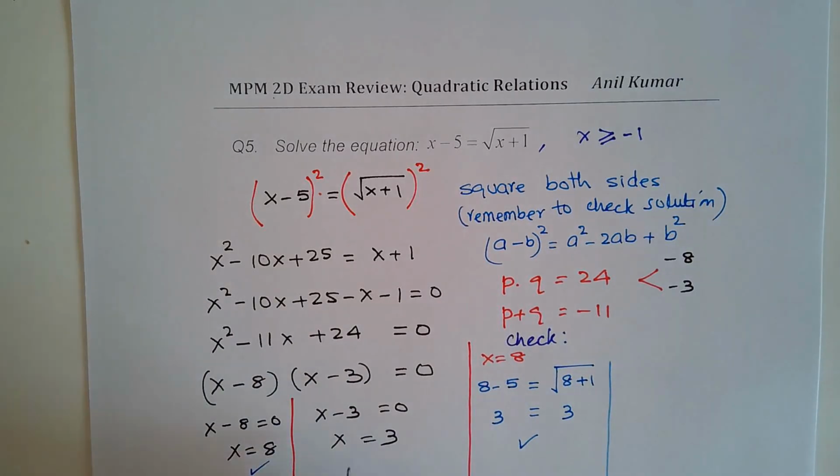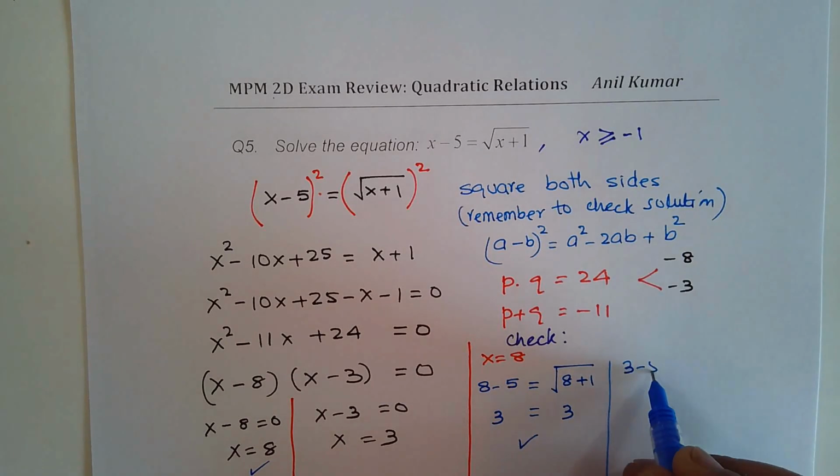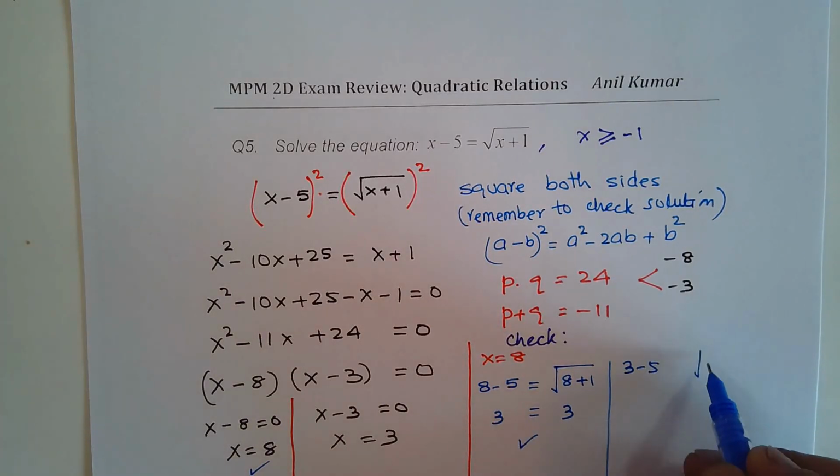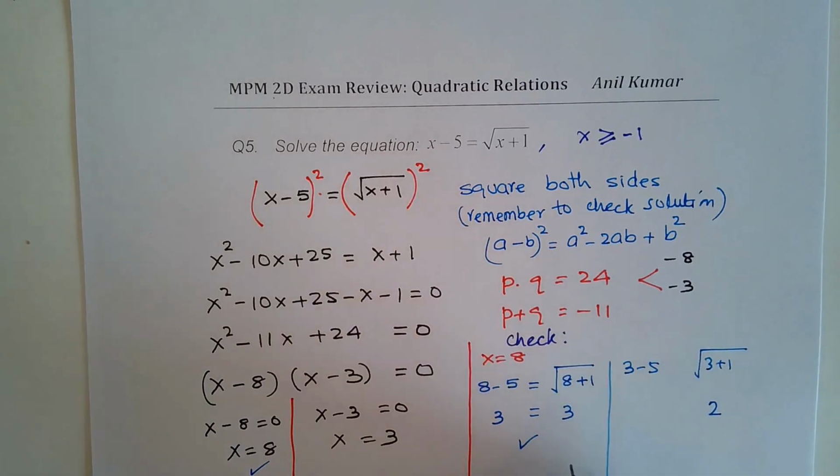Let's do the next one, which is 3. So if I do 3 minus 5, and if I do square root of 3 plus 1, square root of 3 plus 1 gives us 2. But 3 minus 5 is minus 2. Minus 2 is not equal to 2. So this root is erroneous, not a solution.